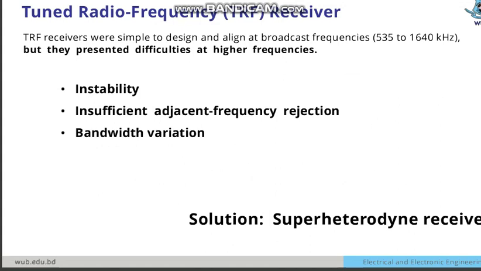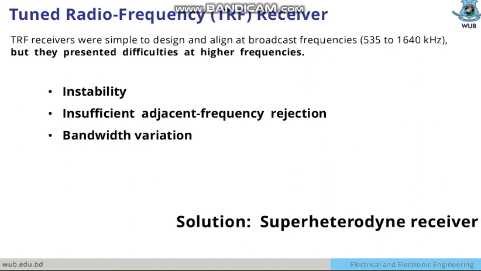The TRF receiver is simply designed and aligned to broadcast frequencies between 535 and 1640 kilohertz, but it presented difficulties at high frequencies: instability, insufficient adjacent frequency rejection, and bandwidth variation. So these three things are quite important in the tuned radio frequency receiver. There are three key features, and these are drawbacks, I would say.